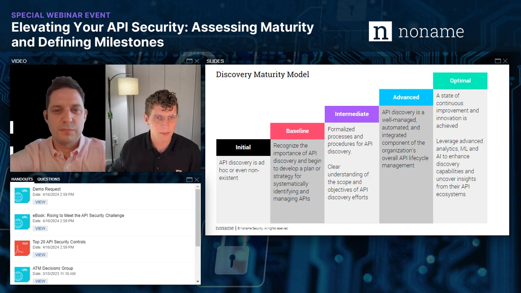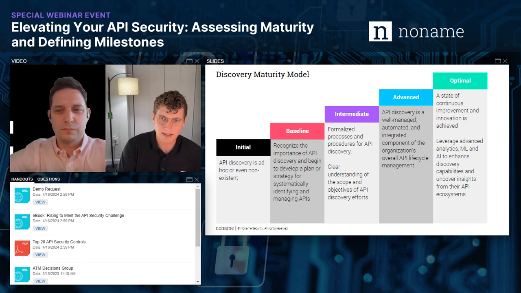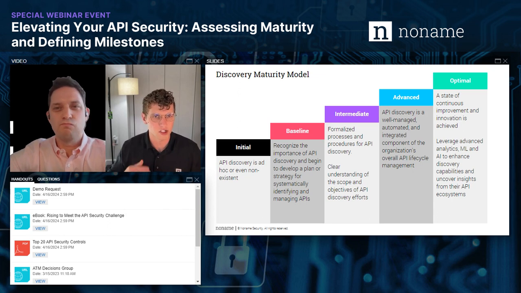Then we move along to the baseline level. In this stage, organizations recognize the importance of API discovery, and they start to develop a strategy for systematically identifying and managing their APIs. There may be some initial efforts to inventory existing APIs and establish basic documentation through processes, whether through interviews or developer conversations. And moving to intermediate, in my experience, this is where a lot of organizations plateau in their API security journey without some type of API security specific tooling.